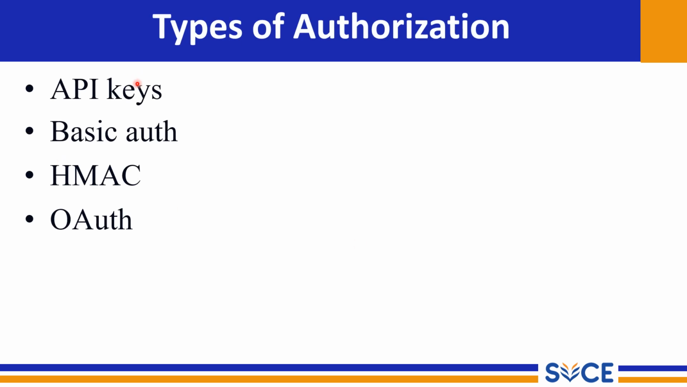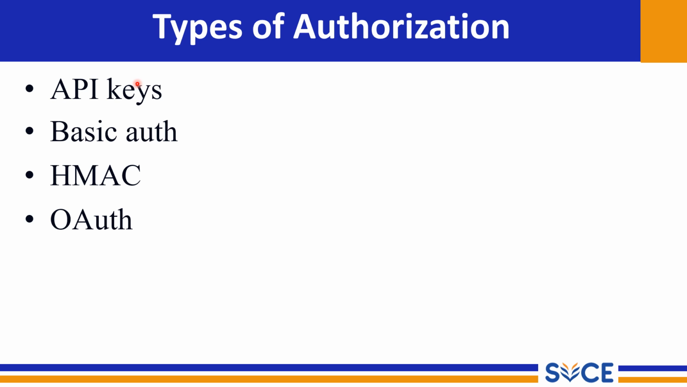authorization: API keys, basic auth, hashmark, and then OAuth. So how it works in the cloud is role-based access control. Users are assigned roles, and each role has permissions that define the actions the user can take. The system checks the user's role before allowing access to a resource.